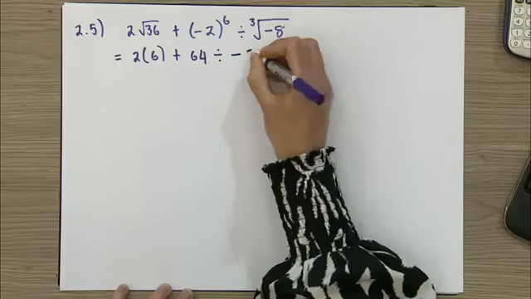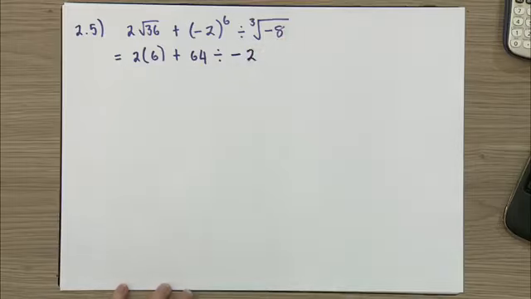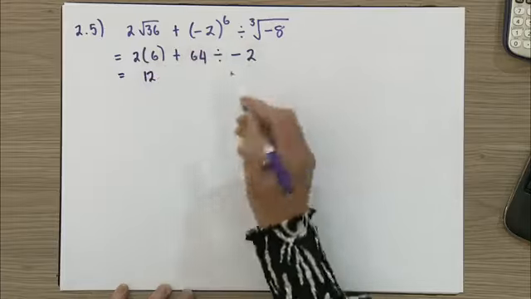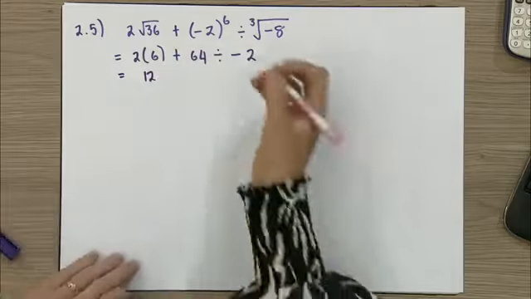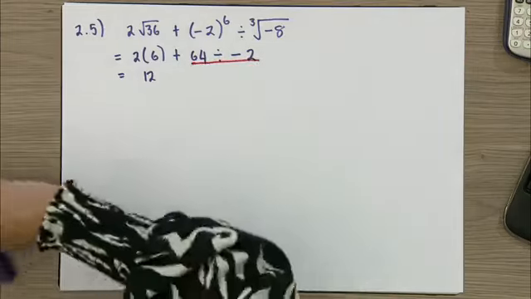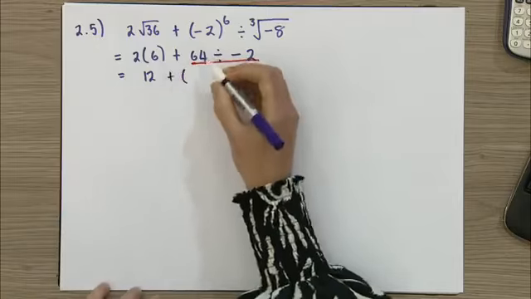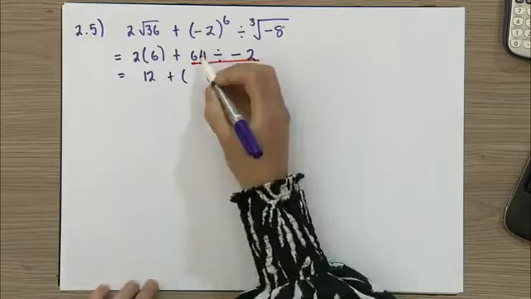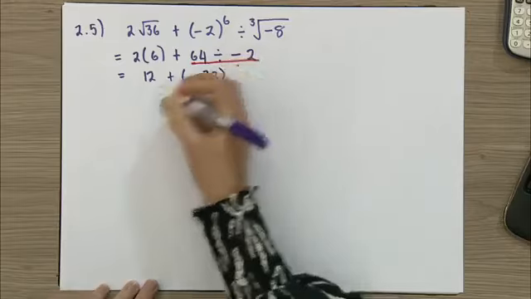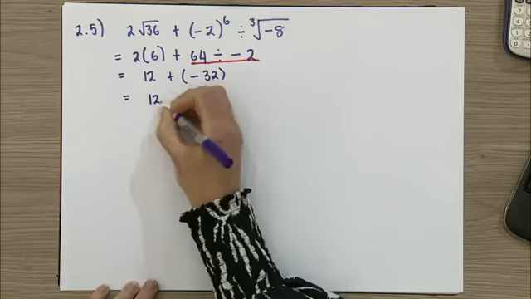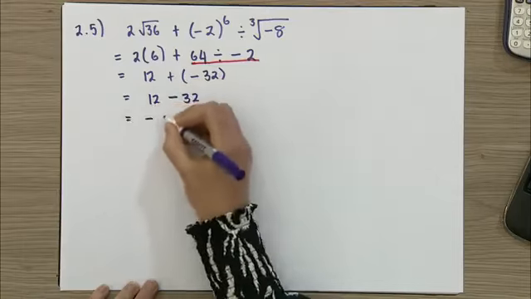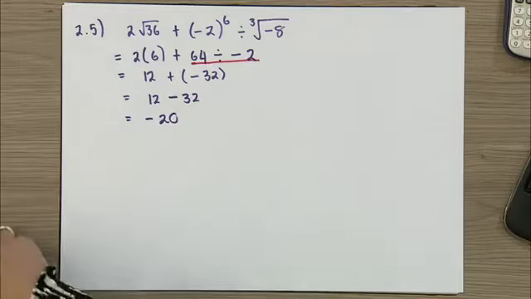It's negative 2. Now, I must remember BODMAS. So, 2 times 6 is 12, and then I have to go do 64 divided by negative 2. So, plus, what is 64 divided by negative 2? A positive divided by a negative is a negative. 64 divided by 2 is 32. So, 12, a positive and a negative is a negative, minus 32. So, my answer is negative 20. And now you're going to say, how is that 4 marks?